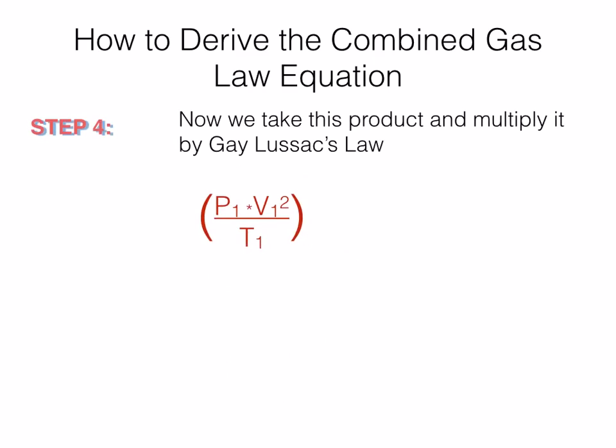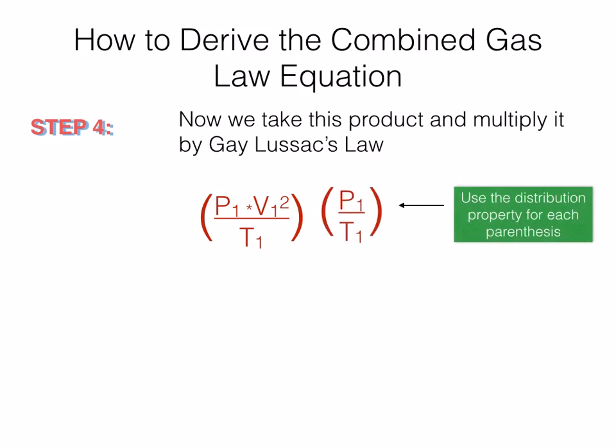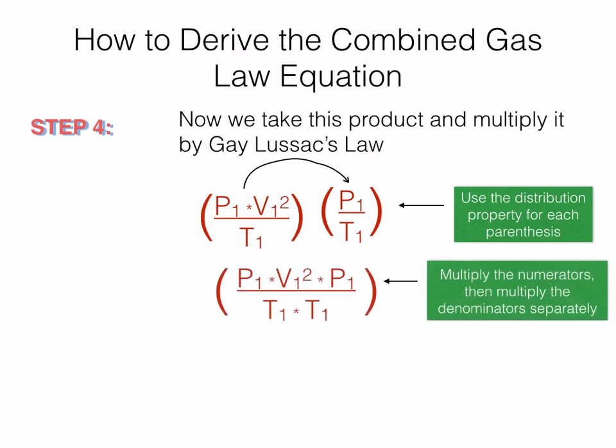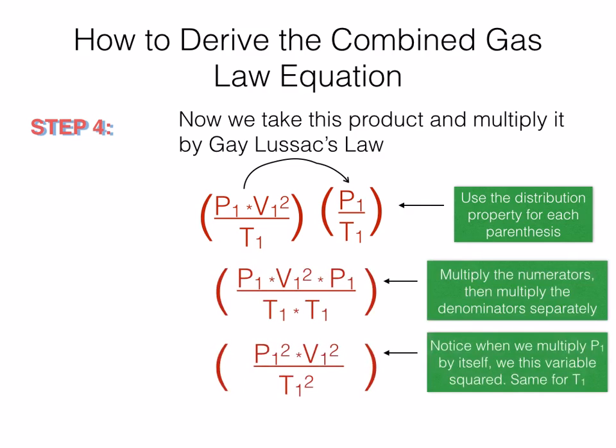Now, we take this section that we've already done, and we're going to introduce Gay-Lussac's law. When we introduce Gay-Lussac's law, we're going to essentially multiply it as well. And again, we're going to use the distributive property to do this. And so we're going to get P1 times V1 squared times P1 in the numerator, and then T1 times T1 in the denominator. When we actually multiply it all the way out, we wind up getting P1 squared times V1 squared divided by T1 squared. Notice the one thing that they all have in common are squares. Each of these are squares.